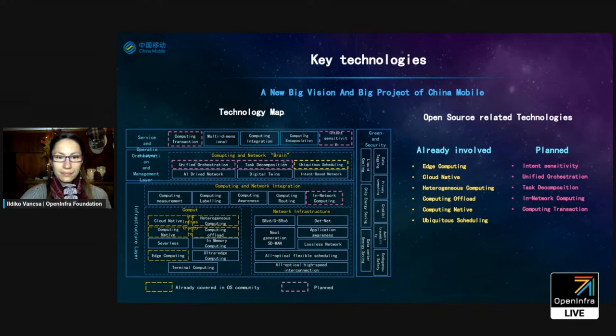and things like that. So I think the CFN has a very big map, and our team is trying to figure out how to cover this in the open source communities one by one. So those are the key technologies here. And next slide, please.